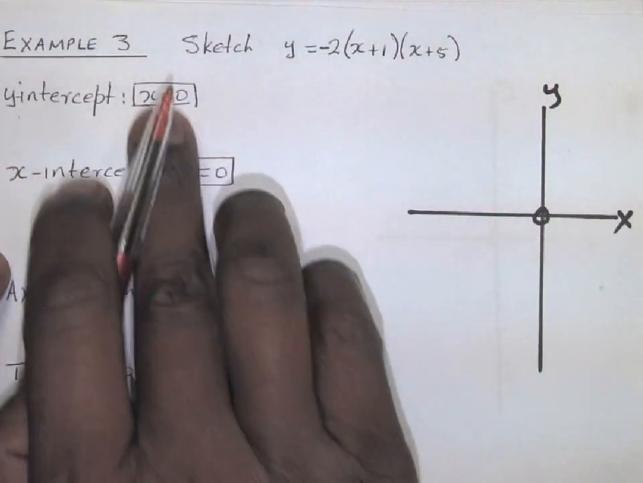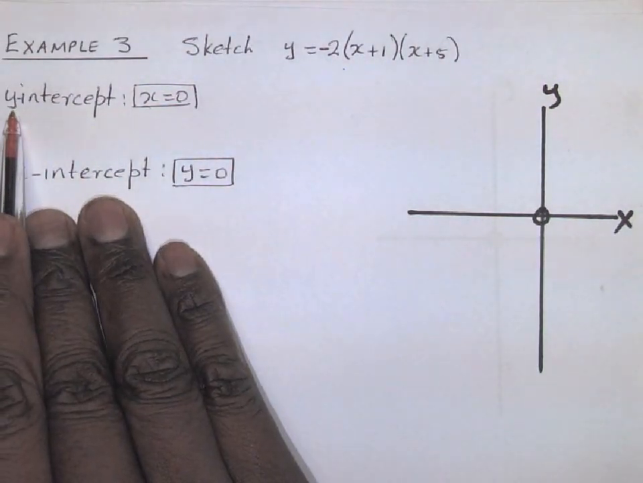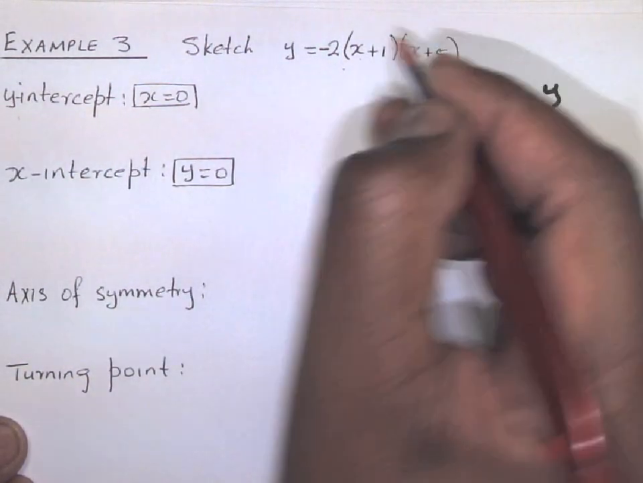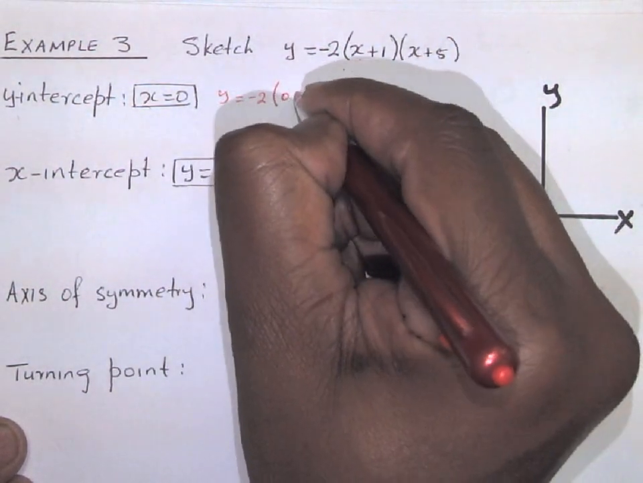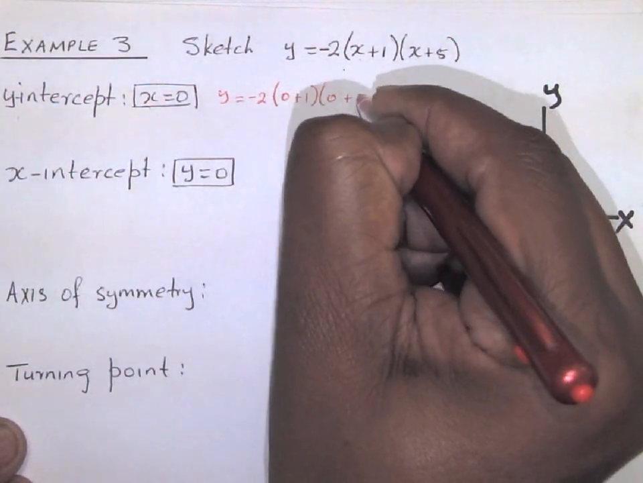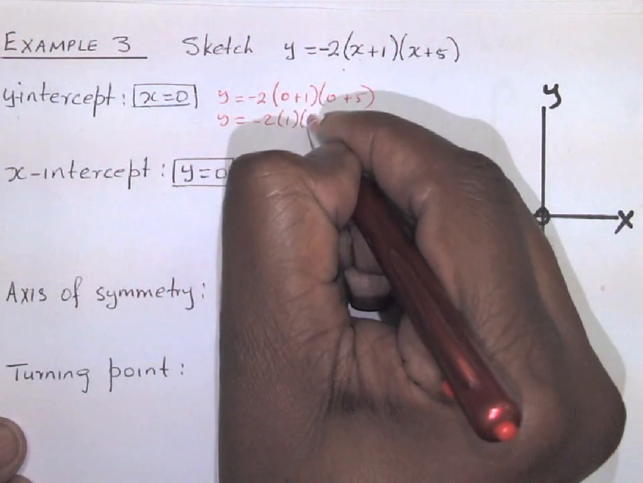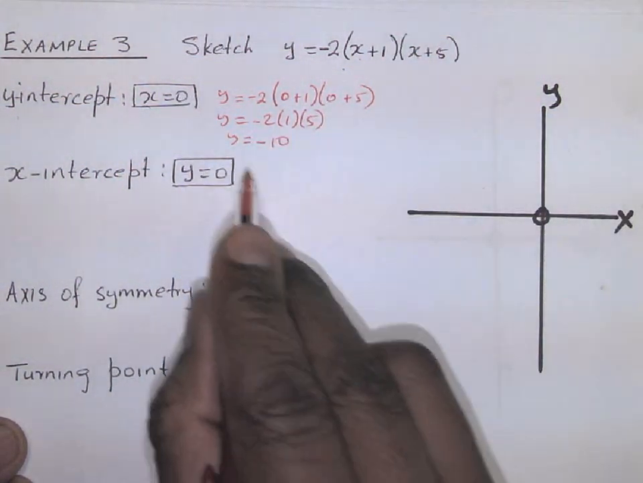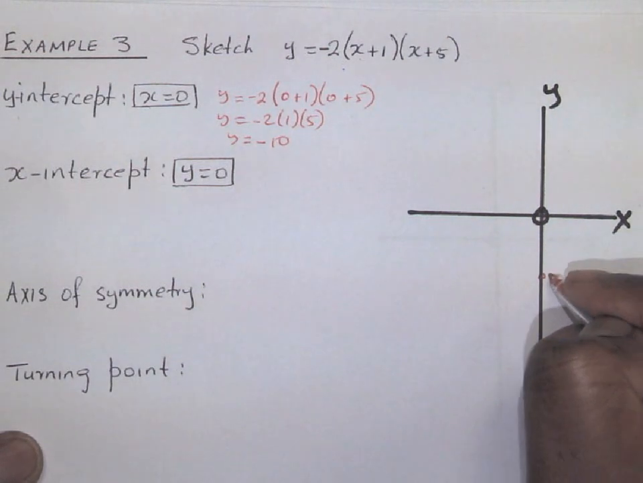What if they give us this graph to sketch? In this case, they put brackets. To find the y-intercept, you make x 0. I'll put 0 in for each x. So y is equal to minus 2 times (0 plus 1) times (0 plus 5). We simplify this: minus 2 times 1 and the 5. What do you get? y is equal to minus 10. So the y-intercept is minus 10. Let's say minus 10 is over there. So the graph will be cutting there at minus 10.